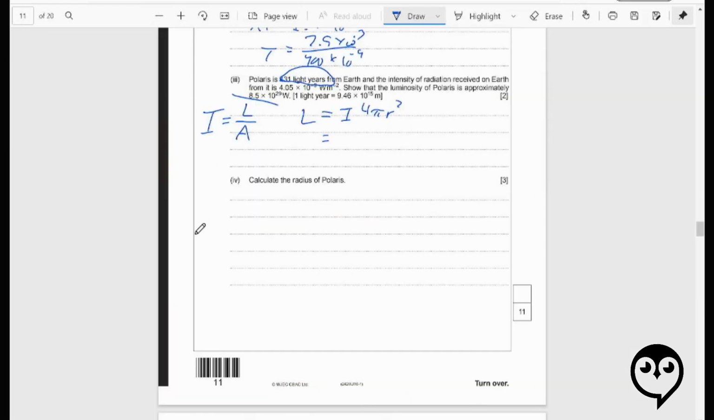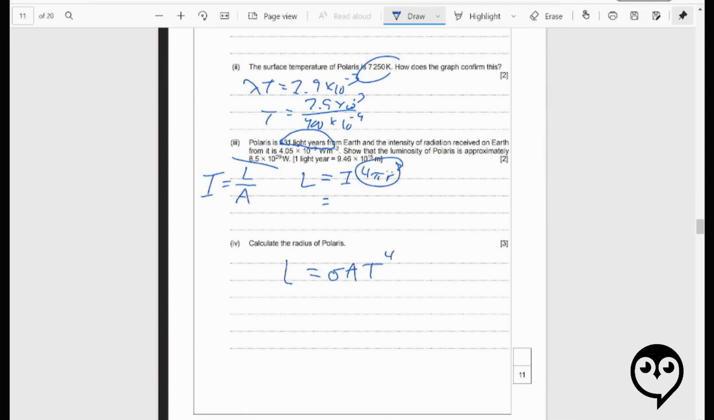Right, and calculate the radius of Polaris. We've got this equation here. We want to calculate the radius. We've got the luminosity that we've just done from up above. We'll plug that in down here. We'll divide that value by sigma and T to the power of 4. That'll give us the area. Probably while we're at it, divide by 4 pi to give us the radius squared, and then take the square root of all of that, and that should give you the radius.